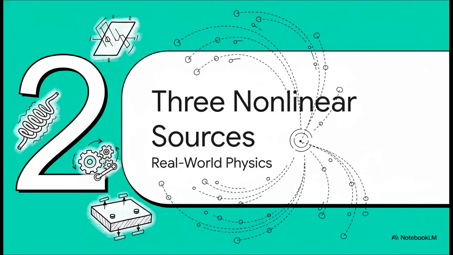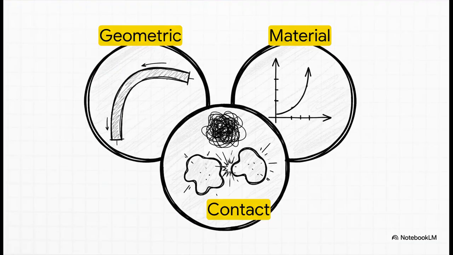Okay, so where does all this real-world complexity come from? Well, it's not just random chaos. It turns out that basically every single case of structural nonlinearity can be traced back to one of three specific physical sources. If you can understand these three, you've got the key to the kingdom. And here they are, the big three: geometric, material, and contact, which you'll also hear called boundary nonlinearity.